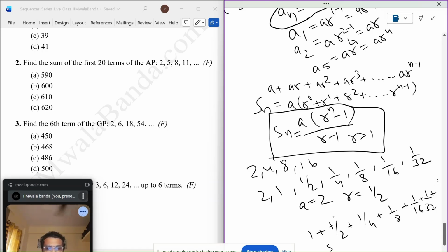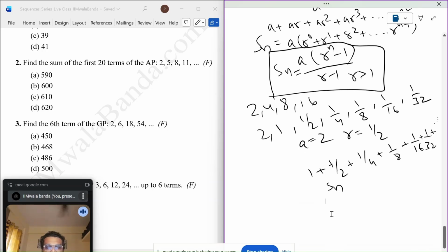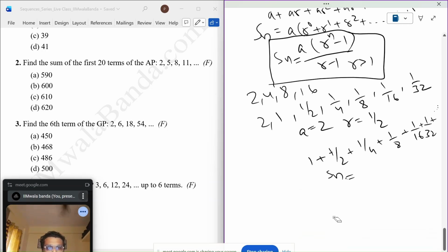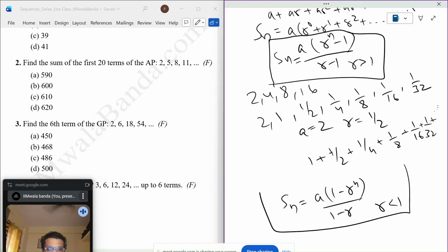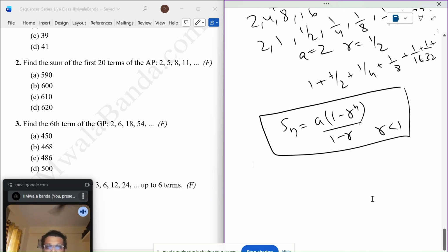So this sum up to some nth term will be a(1 minus r to the power n) upon 1 minus r, because r is less than 1 and this sum is positive. So to make it positive, it is 1 minus r. So this is also something to remember. We saw GP in two forms, one when it was getting multiplied by something greater than 1 and the other when it was getting multiplied by something less than 1. And in both cases, it was a GP, right?